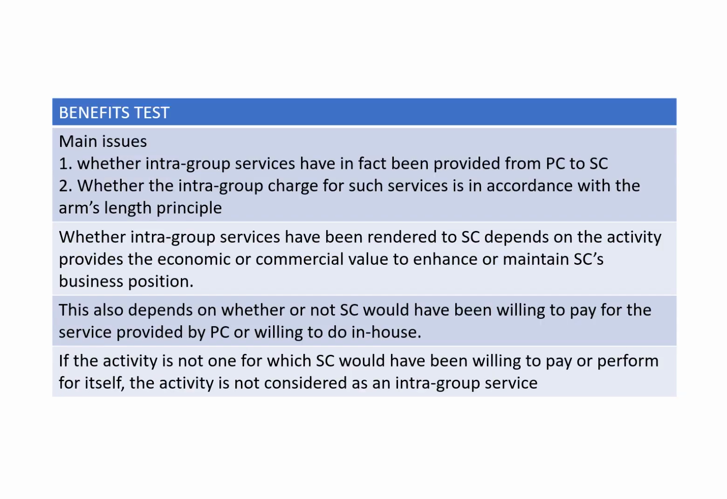The main issues are, number 1, whether intra-group services have in fact been provided from PC to SC, the existence of intra-group service. Number 2 is whether the intra-group charge for such a service is in accordance with the arm's length principle, the correctness of the charge amount. Firstly, the benefit test: whether an intra-group service has been rendered to SC depends on whether the activity provides economic or commercial value to enhance or maintain SC's business position.